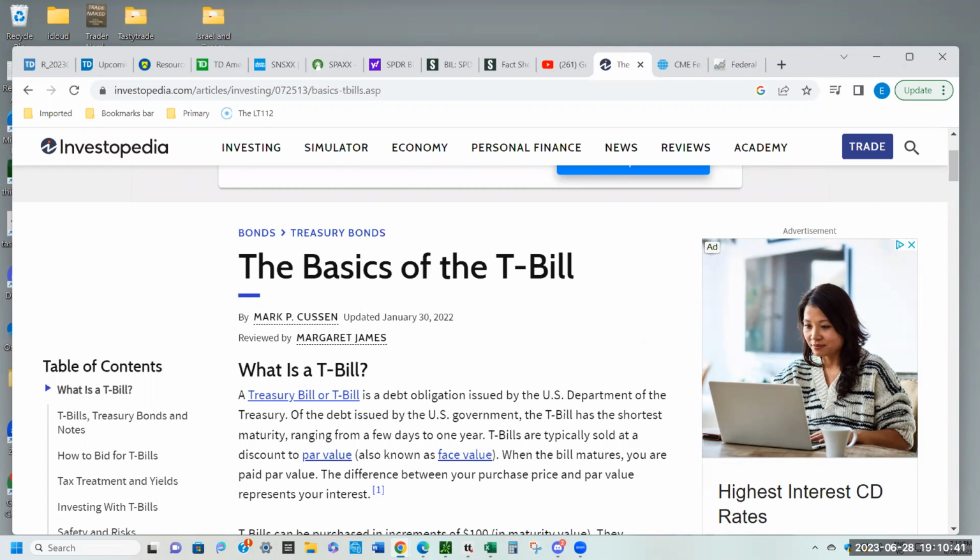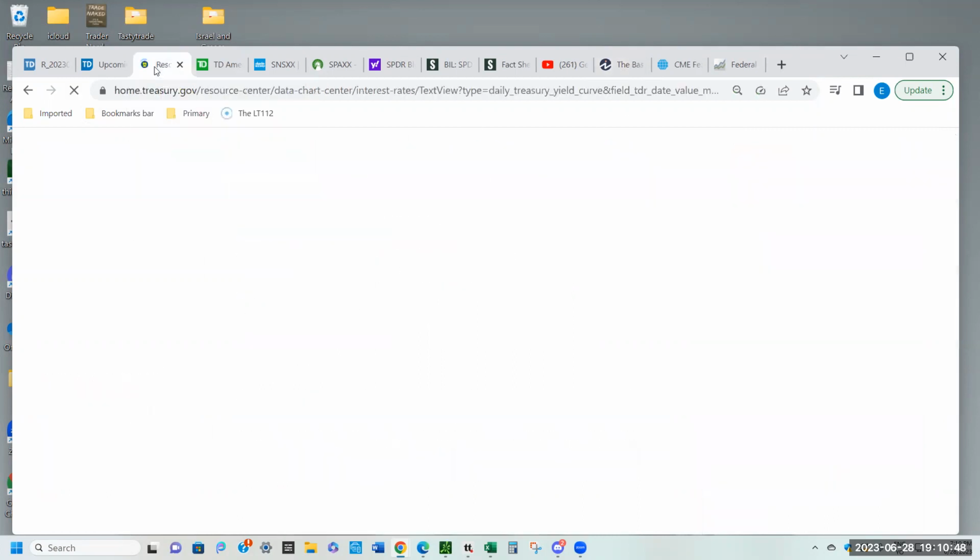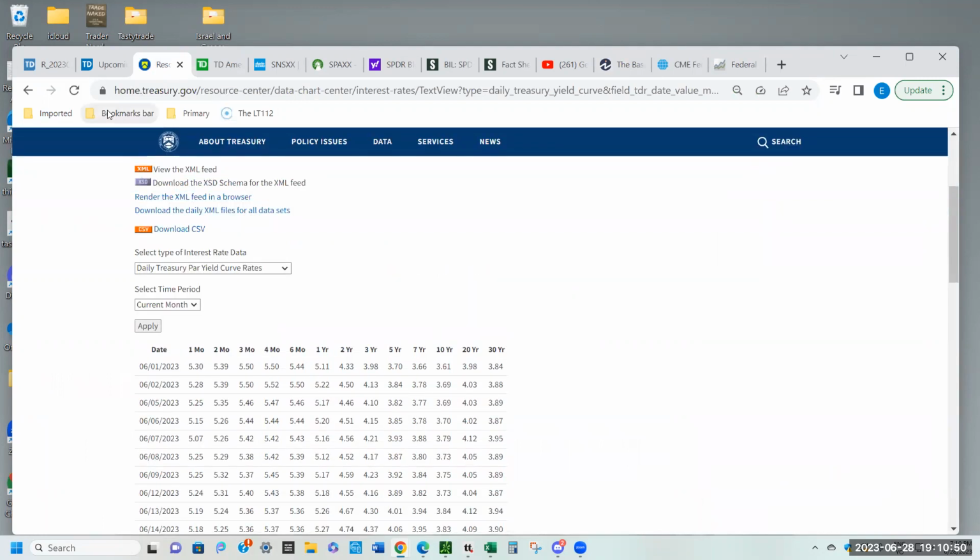And that is in a margin account. So that's how that works. We're going to bounce on a little bit, and I want to show you all this page.